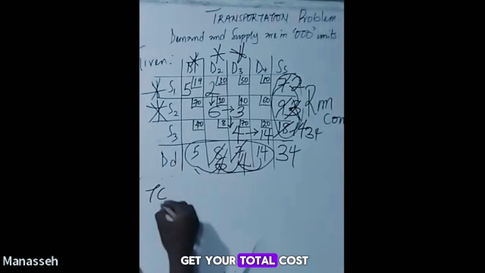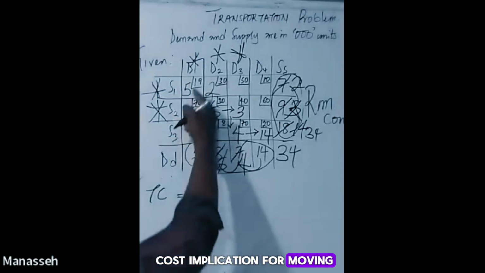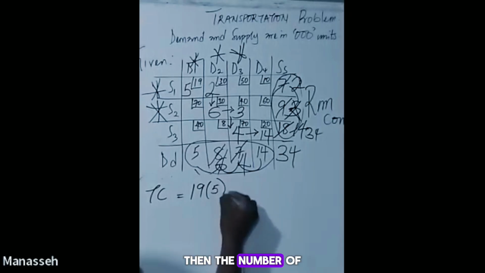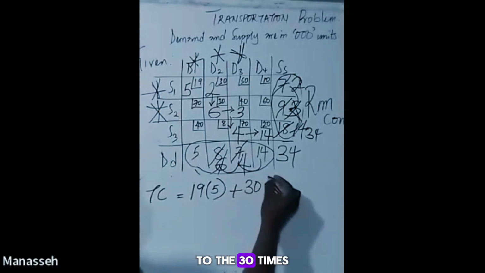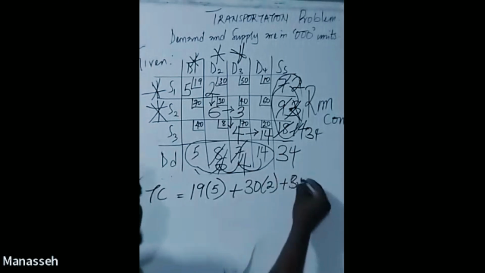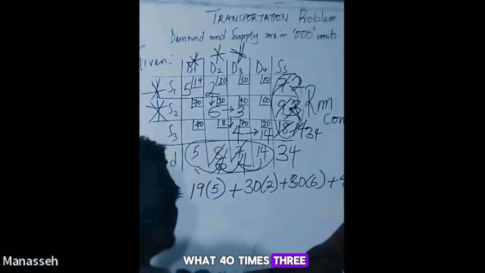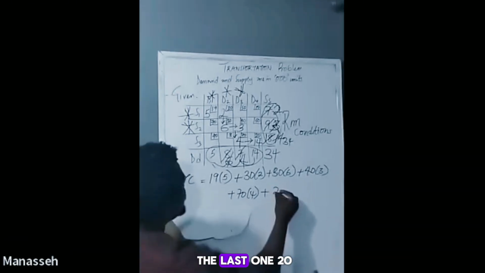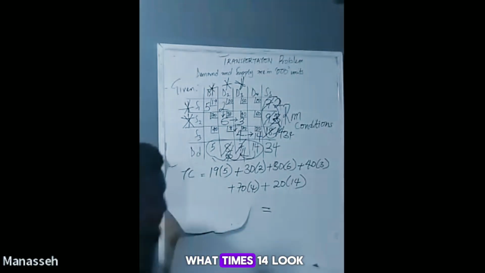And how do you get your total cost? Your total cost based on this is you have your cost implication for moving the product, which is 19 per unit, then you multiply it by the number of units of product that was transported, and you add it to the 30 times 2, plus this 30 times 6, then you add 40 times 3, then you add 17 times 4, and the last one, 20 times 14.